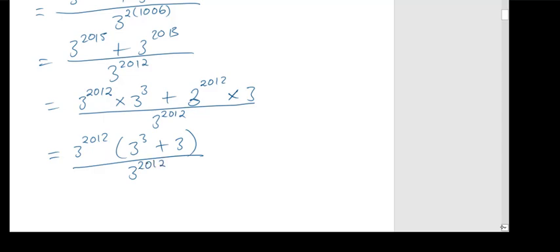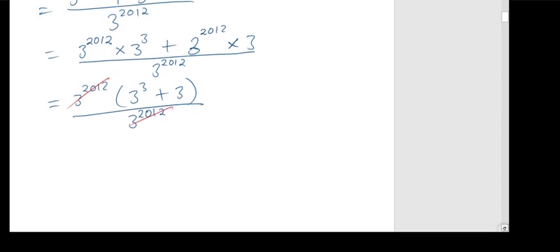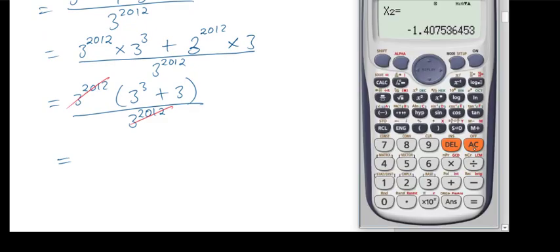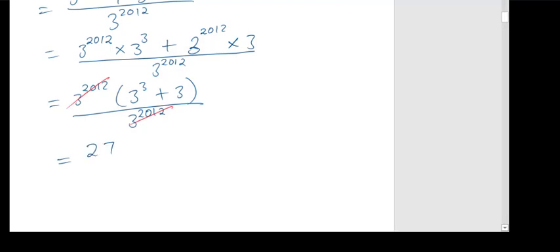Then the 3 to the power 2012 cancel out, and I'm left with 3 to the power 3 plus 3. Then 3 to the power 3 is equal to 27. So I've got 3 to the power 3 which is 27 plus 3, which gives you 30 as your final answer.